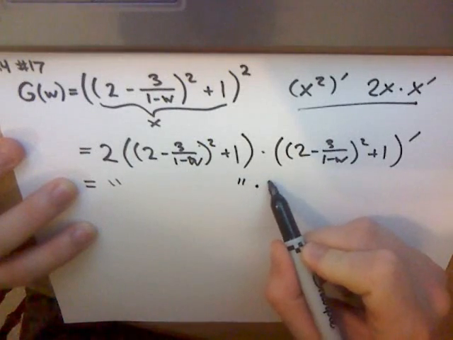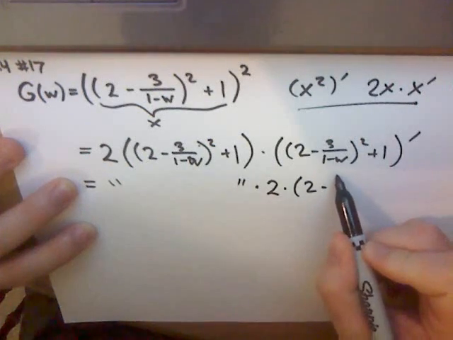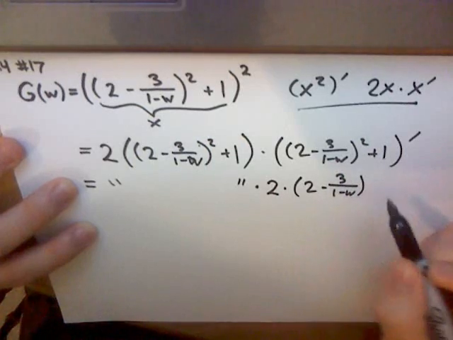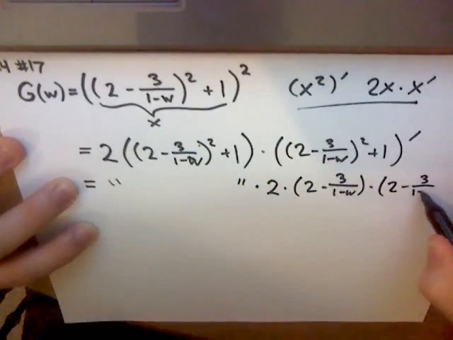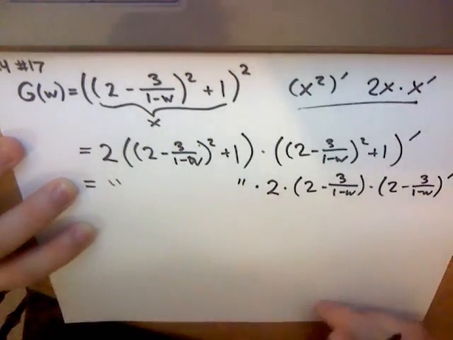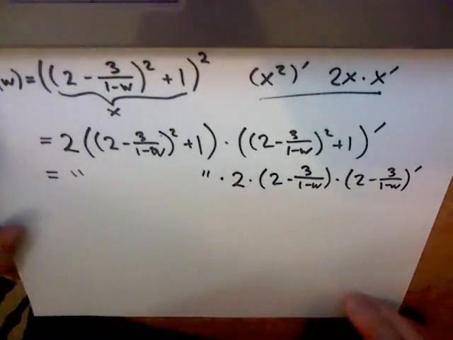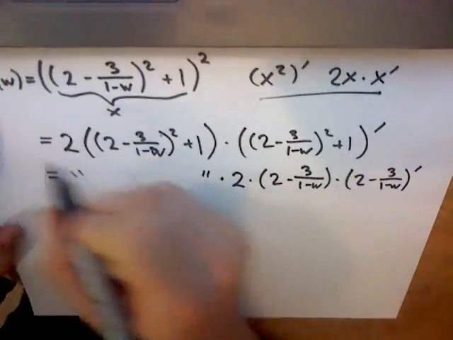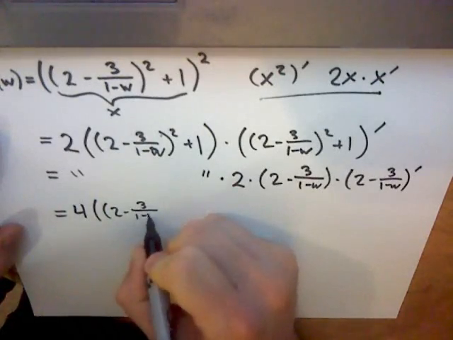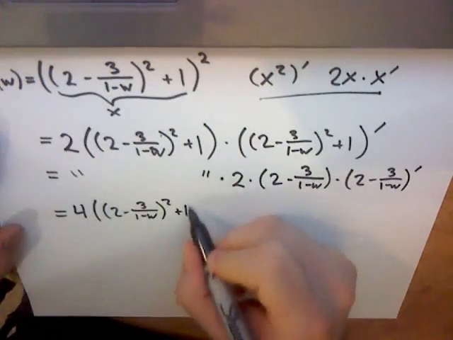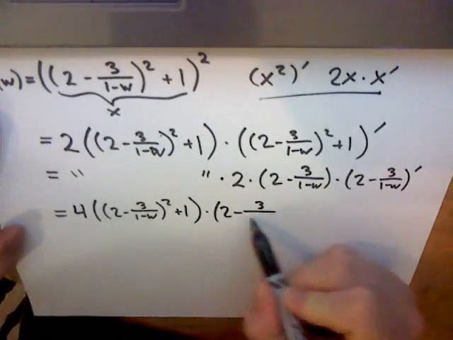So we get 2 times what's inside, 3 over 1 minus w, times the derivative of that. Okay, so let's just group the 2's. So you have 4 out here, times 2 minus 3 over 1 minus w squared plus 1, times 2 minus 3 over 1 minus w.